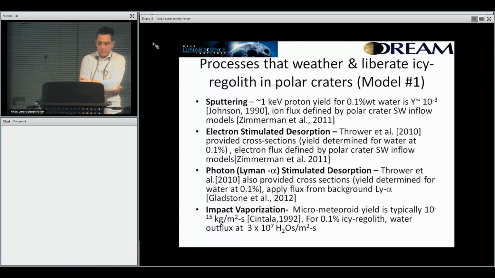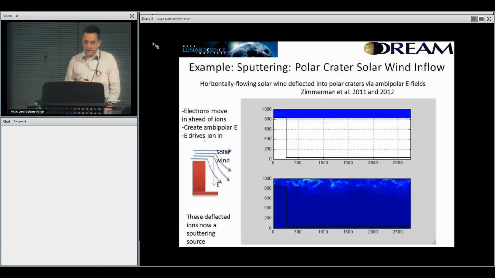So as for the liberation mechanism at the polar source, there are 4 different liberation mechanisms that we're considering. The first is sputtering, where 1 keV protons from the solar wind are diverted into polar craters via wake formation, and we can calculate the yield for this process. We also have electron-stimulated desorption. We're using the cross-section of Thrower et al.